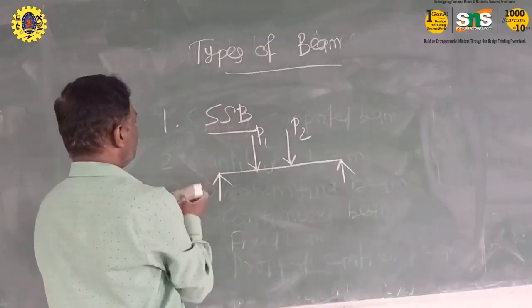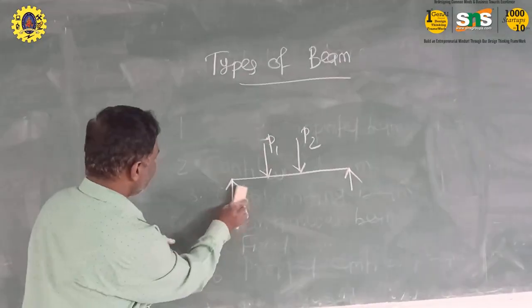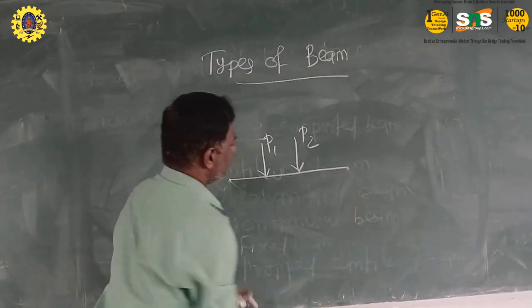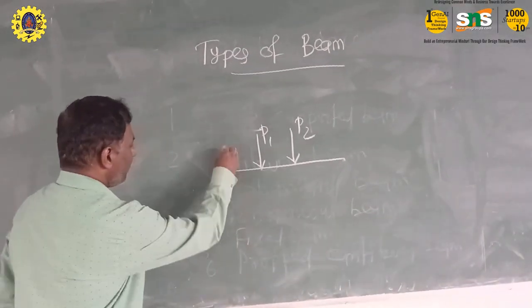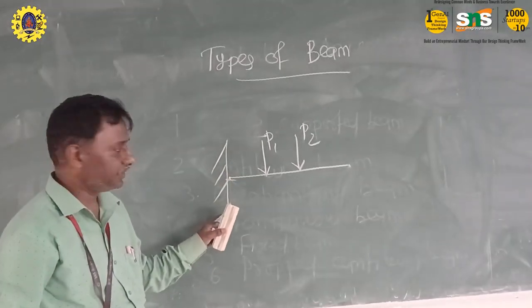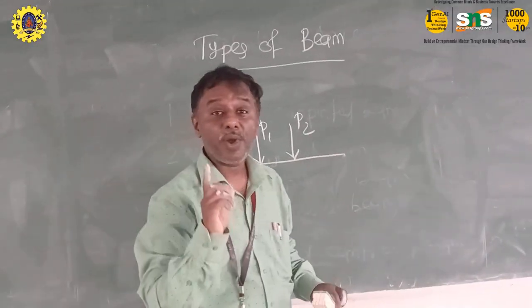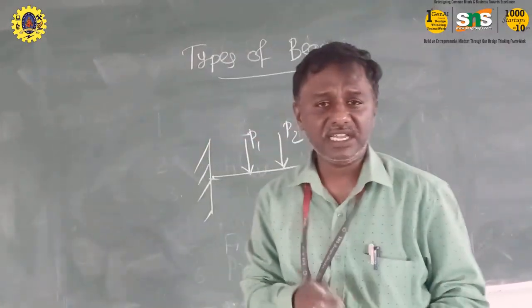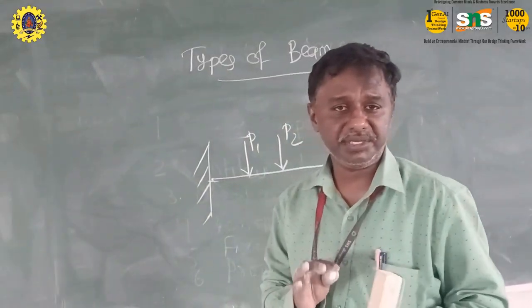Then we can go to the cantilever beam. In a cantilever beam, the structural member is there, but the support will be a fixed support. It can be at either this end or that end. That means one end of the beam is fixed and the other end is free. That is called a cantilever beam.